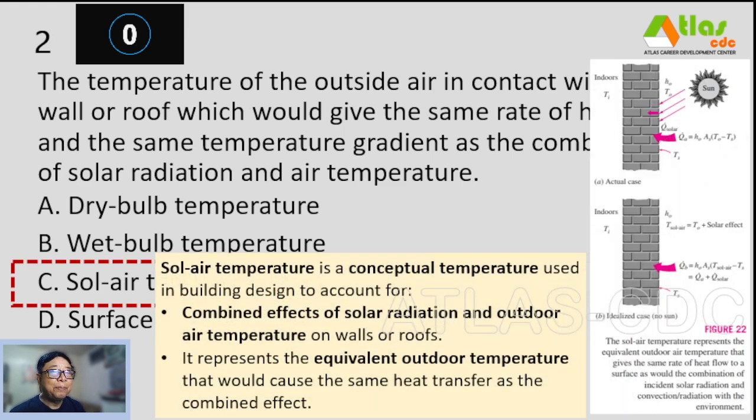So Sol air temperature is a conceptual temperature used in building design to account for the combined effects of solar radiation and outdoor air temperature on walls or roofs. It represents the equivalent outdoor temperature that would cause the same heat transfer as the combined effect.